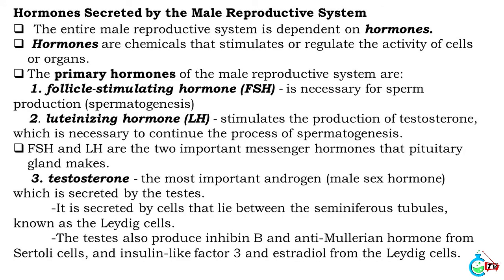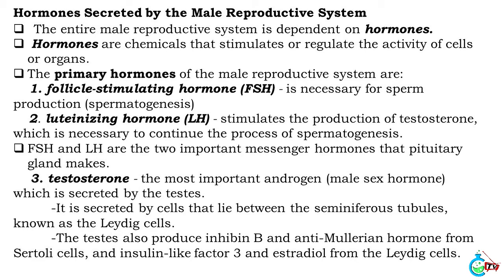Hormones secreted by the male reproductive system. The entire male reproductive system is dependent on hormones. Hormones are chemicals that stimulate or regulate the activity of cells or organs. The primary hormones of the male reproductive system are: 1.